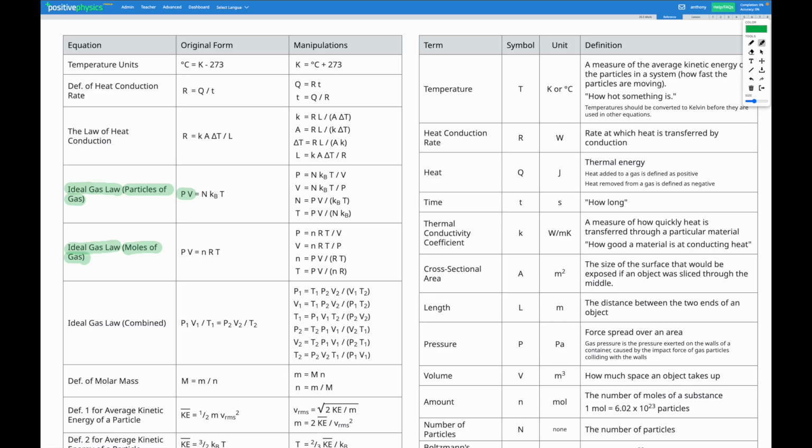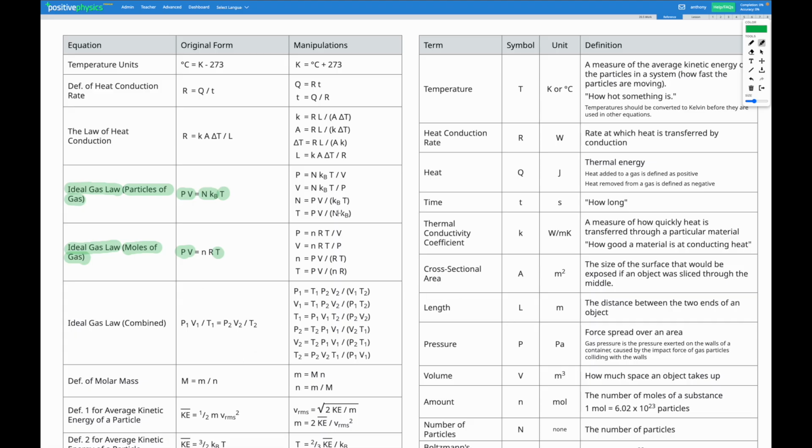Both of them have PV on the left. P is pressure and V is volume. Then on the right, both of them end with a T. T is our temperature. But the first one, the particles of gas law, has a big N and then KB. The big N represents the number of particles, and KB represents the Boltzmann constant.